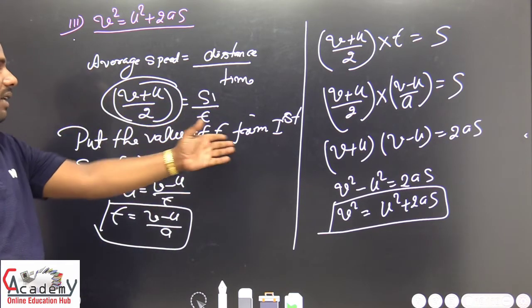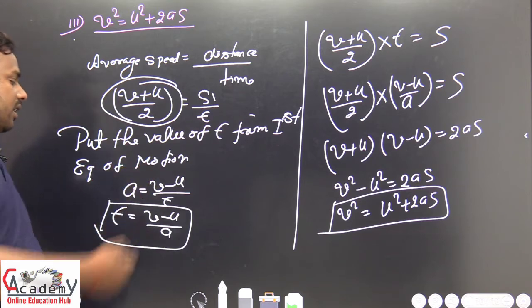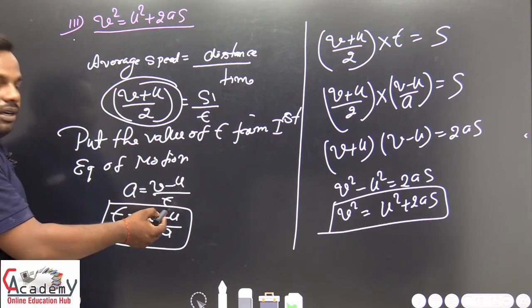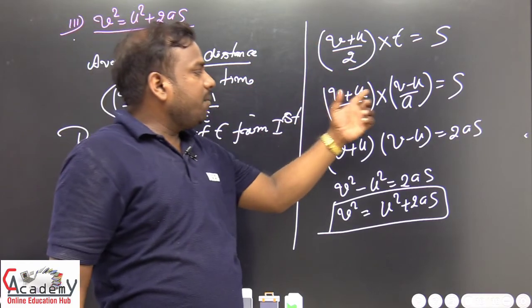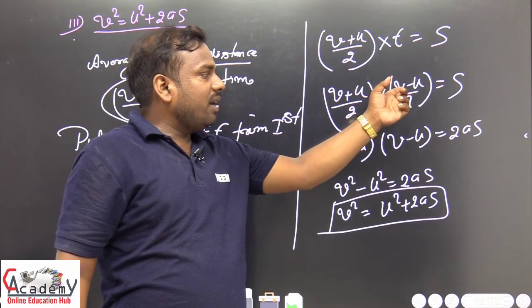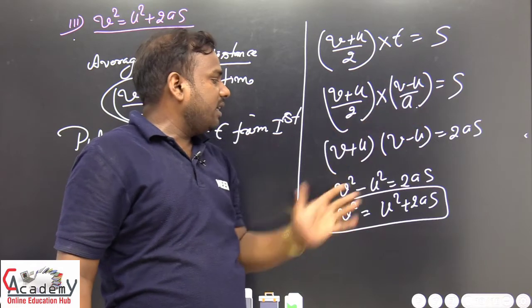Put the value of t from the equation of motion first. Then we got a is equal to (v minus u) upon t. Then t is equal to (v minus u) upon a. Put the value here: (v plus u) by 2 multiplied by t. The t value (v minus u) upon a is equal to s.